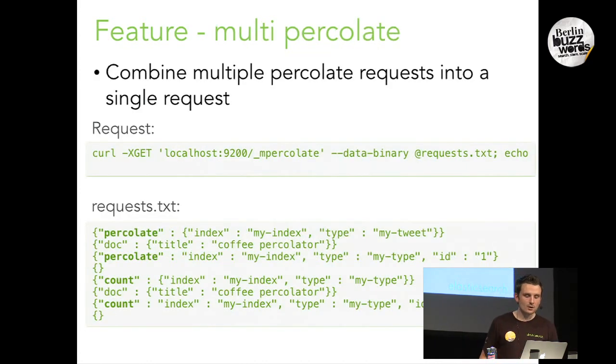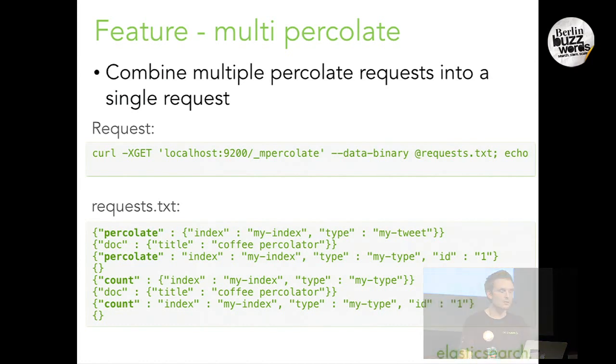And finally, there's also an API called the multi-percolate API, which allows you to combine multiple percolate requests into a single API call. That will reduce the network overhead to a cluster. So instead of invoking hundreds of requests, you can invoke one request with one big body, effectively.